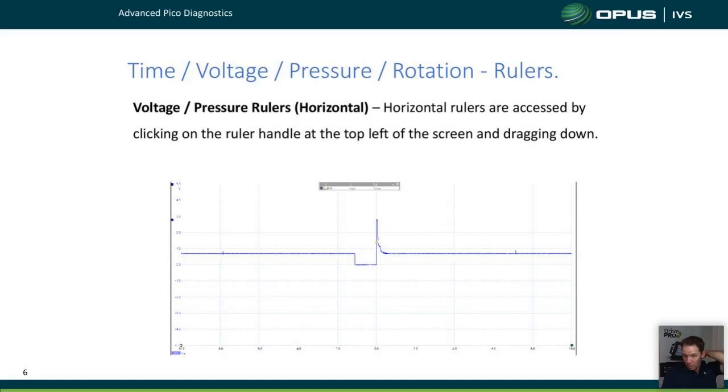Now, these rules, they're again a square box, but these are actually coloured in. So they'll be coloured in for the channel that you're measuring. Now, these ones are blue that we're going to be measuring. So I'll get back over here and show you my screen share again.